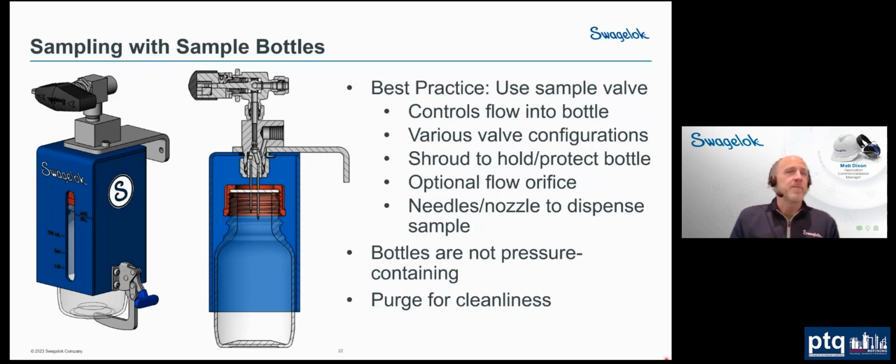Another thing to remember is that bottles are not pressure containing. Sure, you could probably get a couple psi in there, but they're really intended to be operated at atmospheric pressure. So as a result, you don't want to be taking a volatile sample in a bottle, because you really need to keep that under pressure in order to keep it from changing phase. So you should use a sample cylinder for that.